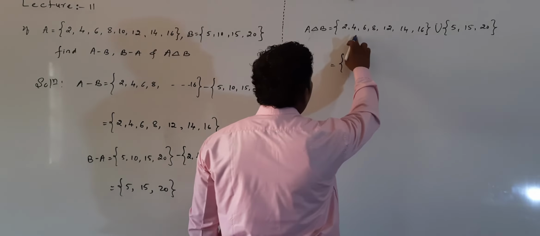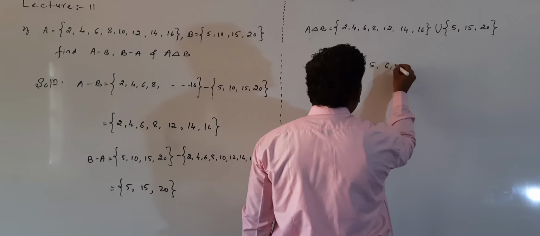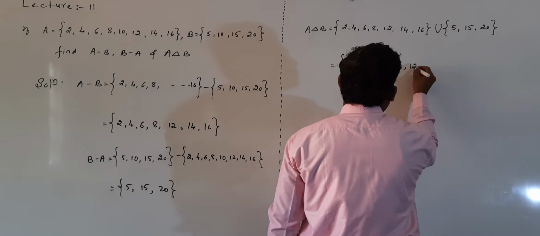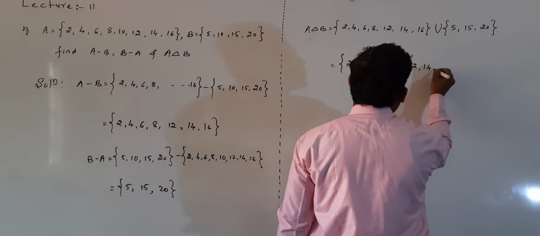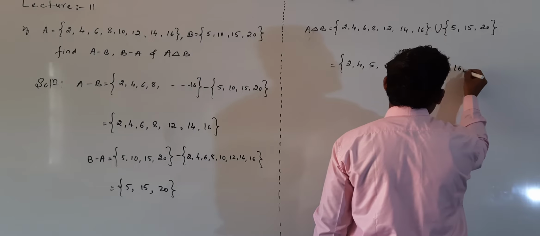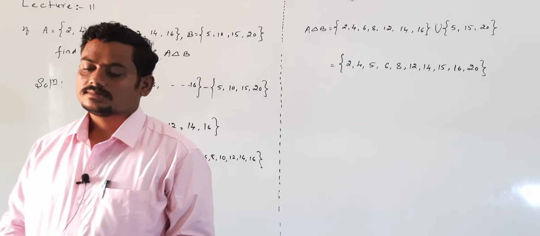2, 4. After 4, 5 is there. 5, 6, 7 is not there. 8, 12, 14. After 14, 15 is there. 15, 16, 20. This is our symmetric difference of A and B.